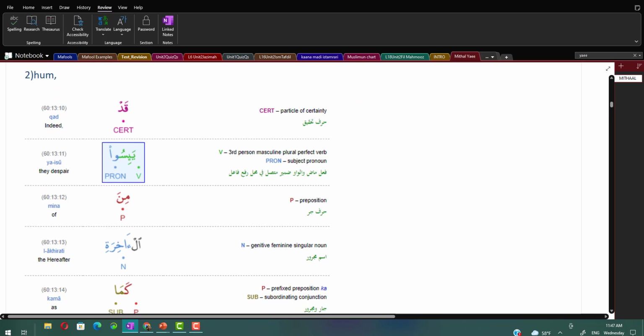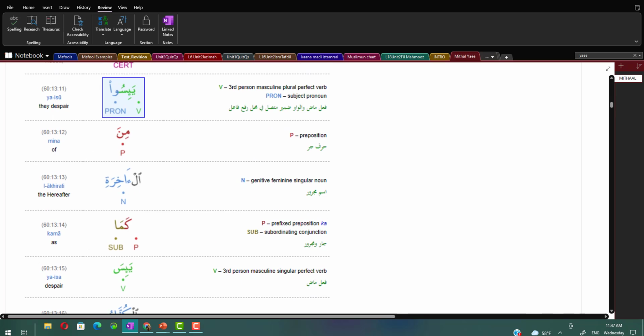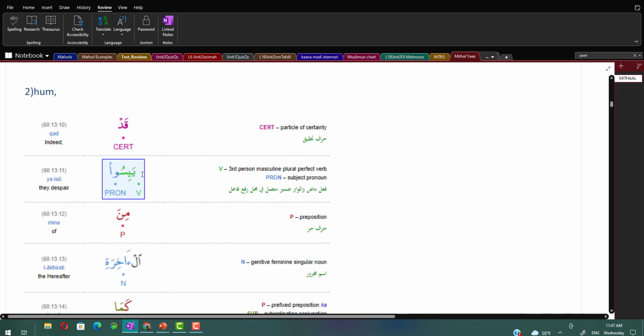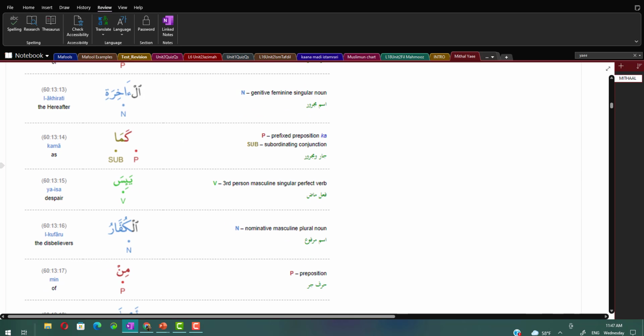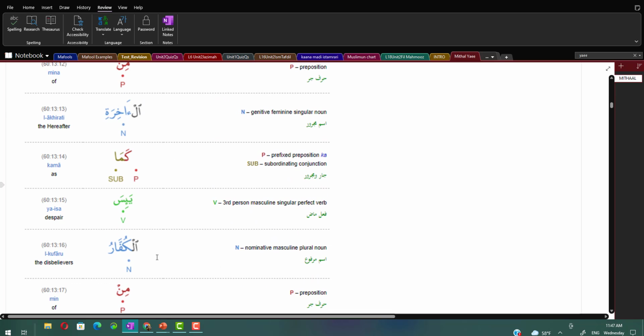قد يئسوا من الآخرة كما يئس الكفار من أصحاب القبور. So here we have ya'isu, whom indeed they despair of the hereafter, kama ya'isal kuffaru, as the disbelievers despair of the companions of the grave. So ya'isa is huwa here.